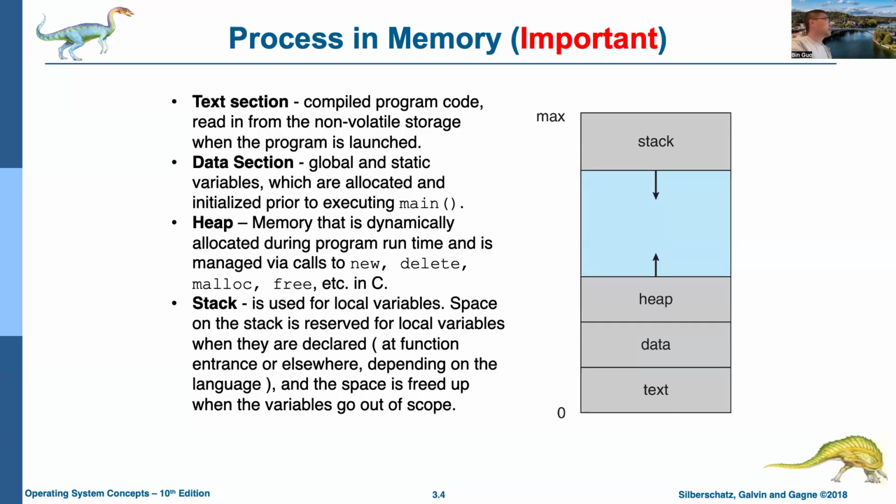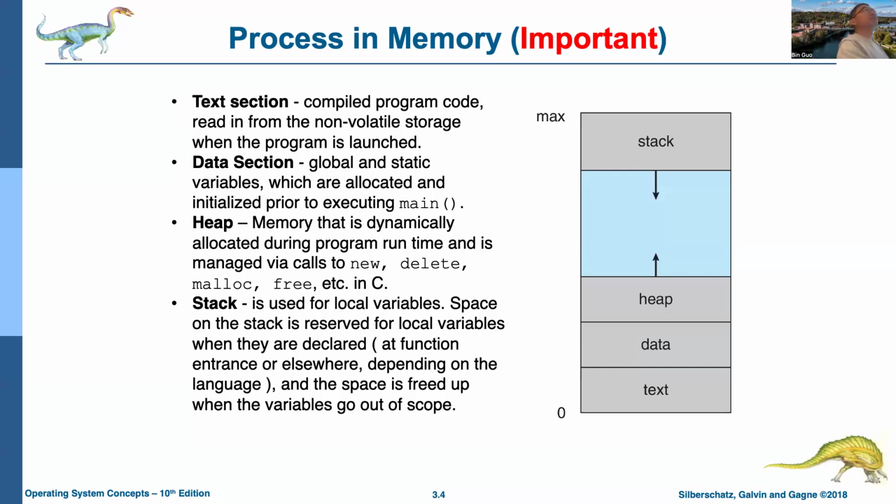Now, the last one is the stack. The stack grows down, from max downward. The stack is used for local variables and function calls. This memory is automatically released. You don't need to use new and delete or malloc or free. It's automatically released.